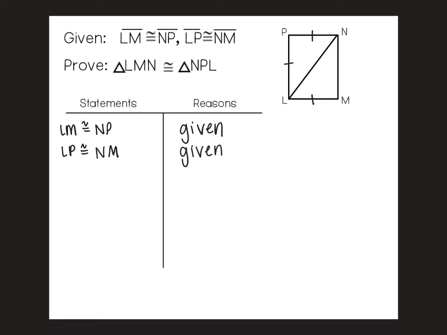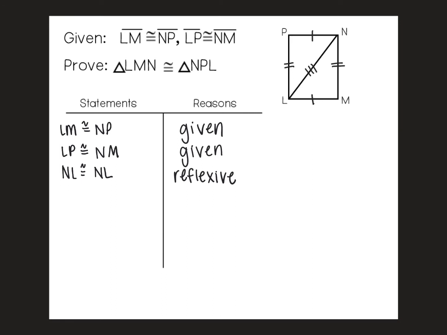LP is the second side, so we double mark, and it corresponds to NM, so it also gets a double mark. After that, I'm out of givens, so I either look for vertical angles, which I don't have, or a line that the triangles share. And these two triangles share line NL, and so I write NL is congruent to NL, and we call that reflexive. Since this is the third side, I would give it 3 marks.